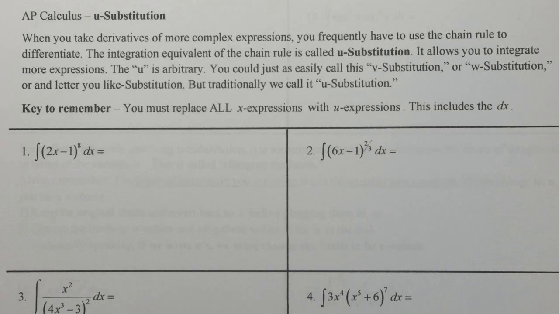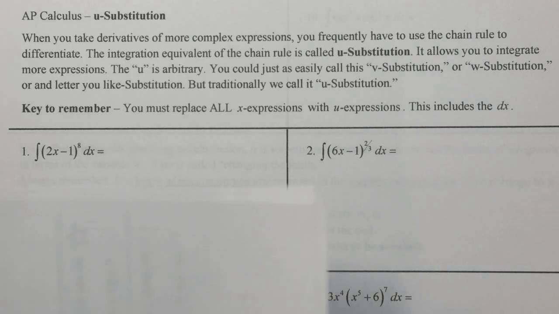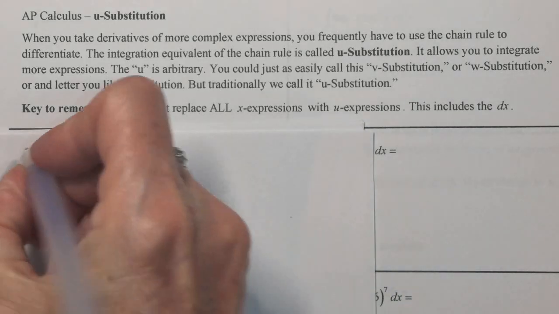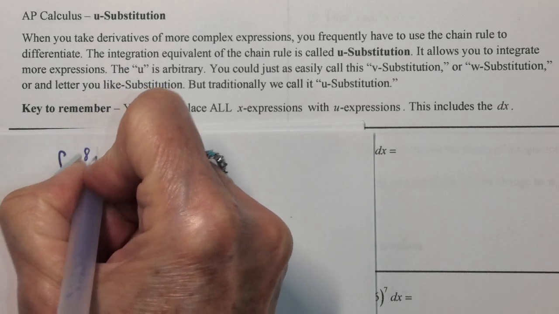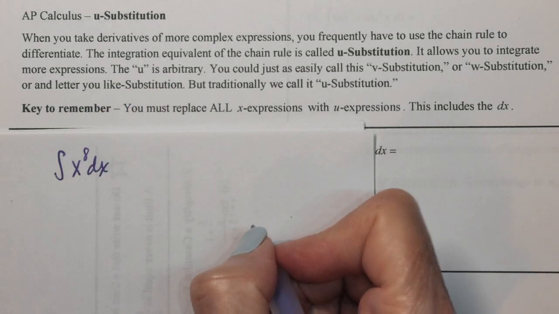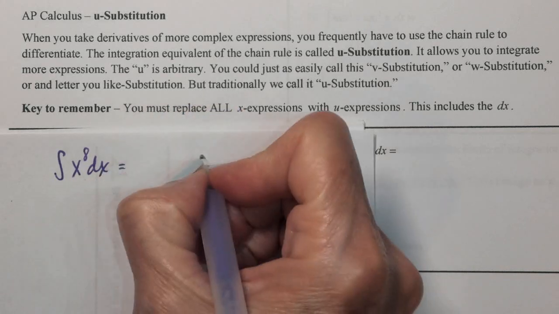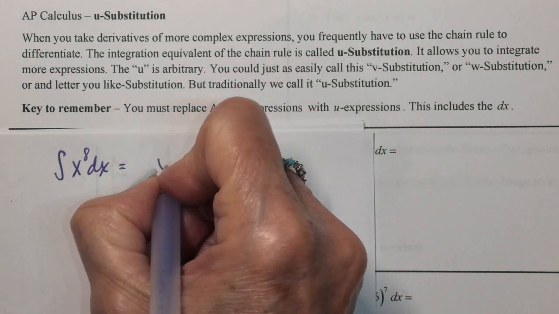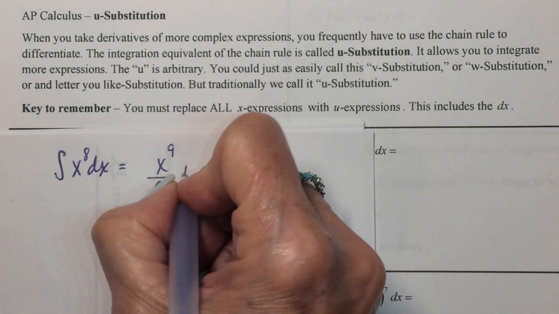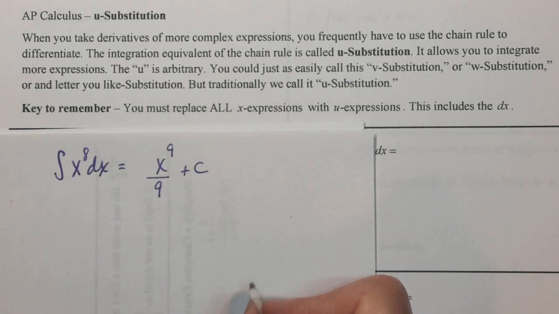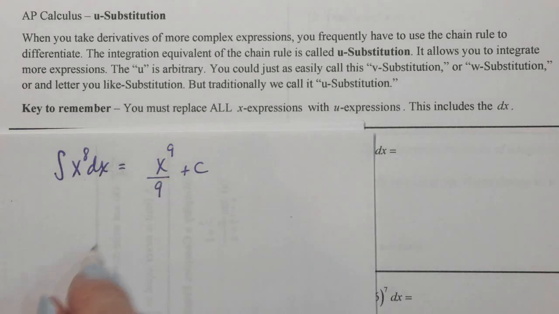So if we had, let me grab a piece of scratch paper here. If I had the integral of just x to the 8th dx, that would not be a problem for us. We would just use the power rule for integrals. So we would raise the power by 1, we would divide by our new power, add a c, and we would be done. Easy peasy power rule.